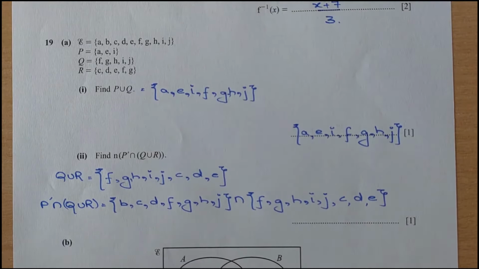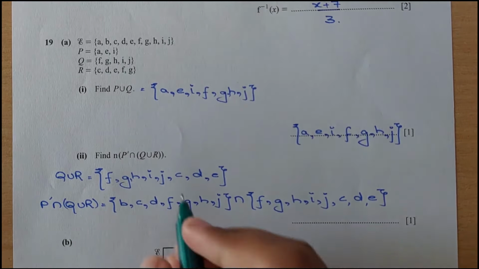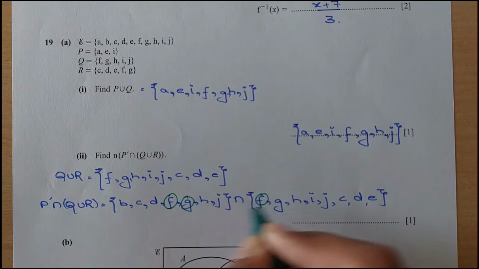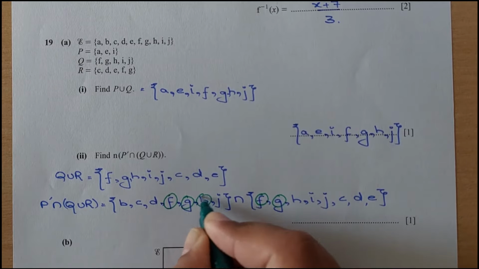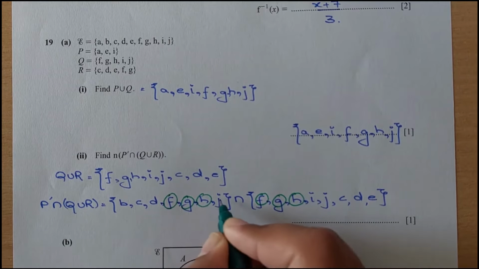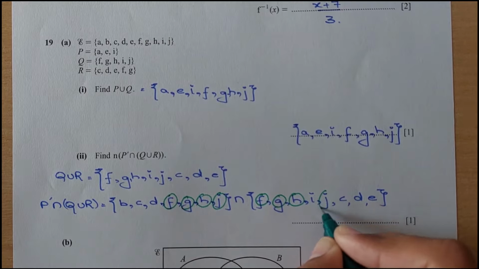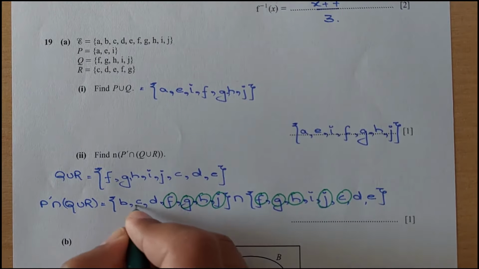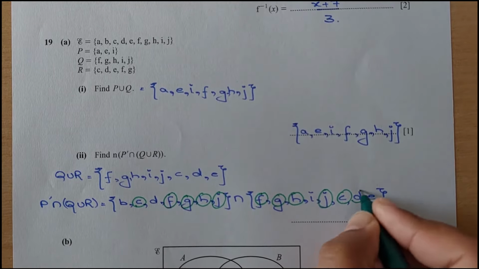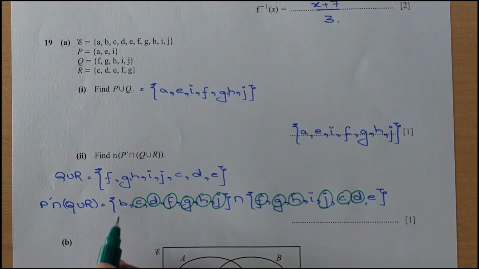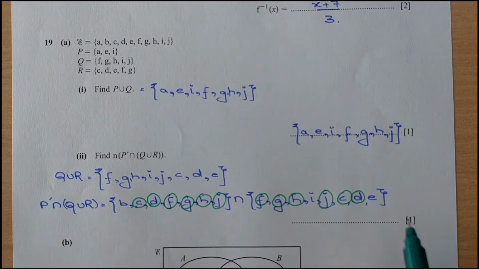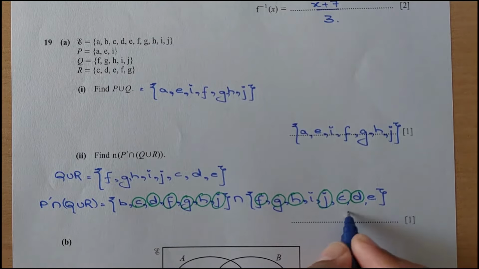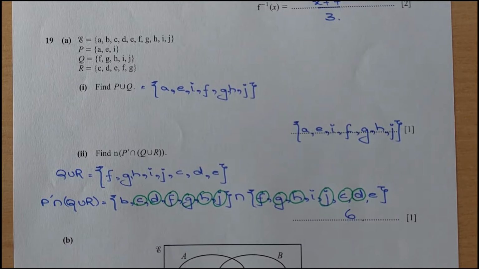Okay, so which one is common? So we have F is common in both, G is common, H is common, J is common, C is common as well, D is common. We are left with B here and I over here and E here. Yes. How many numbers? 1, 2, 3, 4, 5, 6. So the numbers are 6 in this set, right?